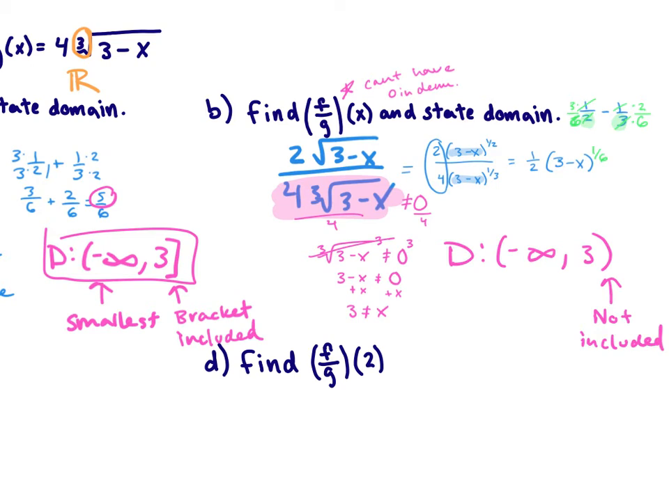All right, last thing we need to do is... yes? What's the difference between the bracket? The bracket means that it's included, so we can include 3, but here we said x cannot be 3, so we have to put a parenthesis to show that it's not included.